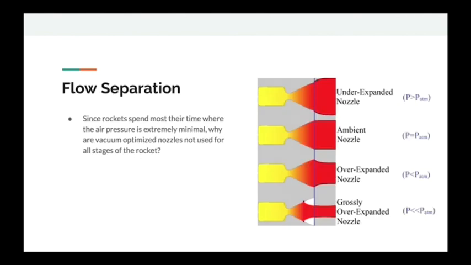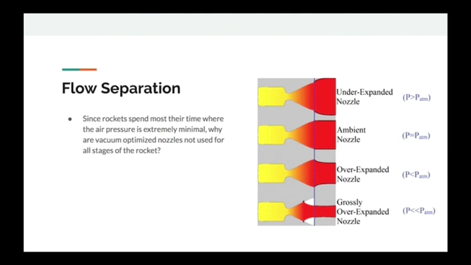So this also leads us on to flow separation. You may ask, since rockets spend most of the time where the air pressure is extremely minimal, why are vacuum optimized nozzles not used for all stages of the rocket? Well, this is relatively easily answered. A nozzle too large for a given air pressure will cause a phenomenon known as flow separation.